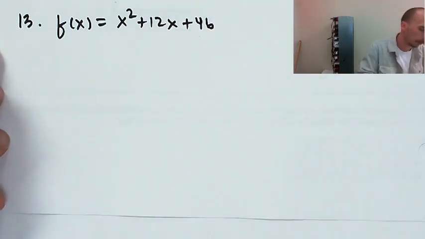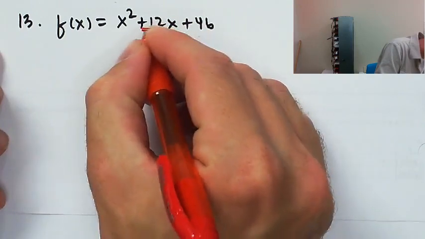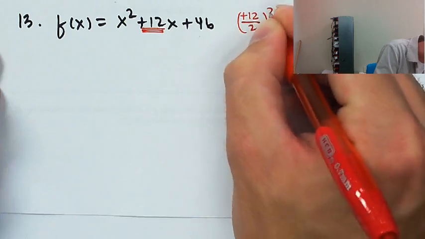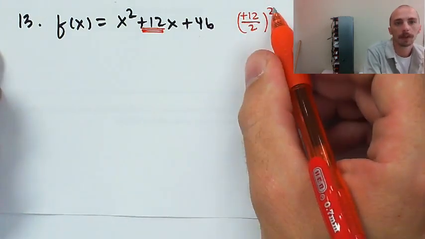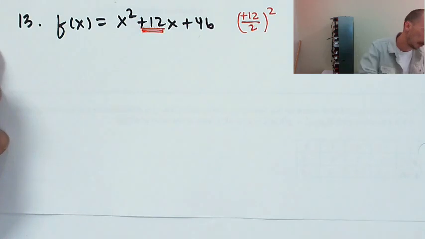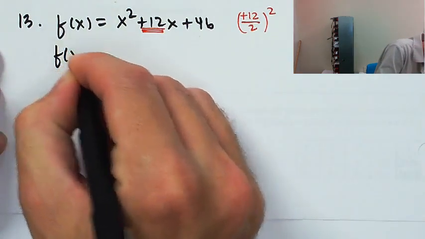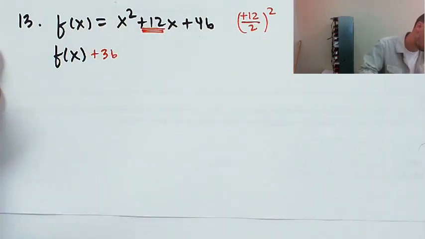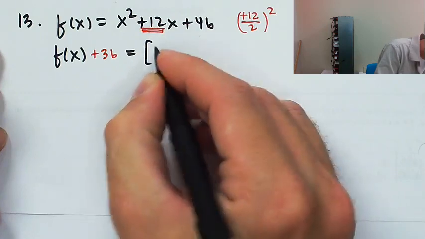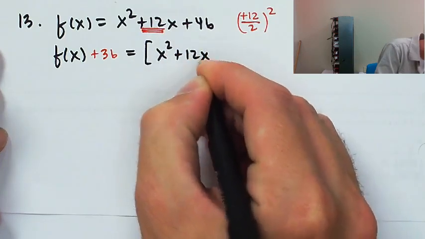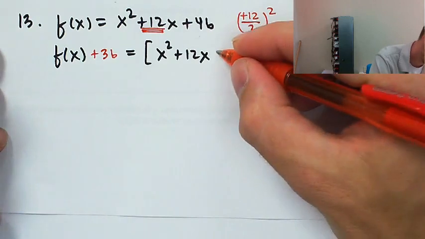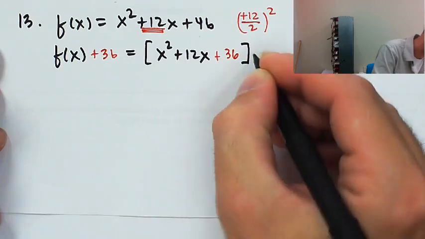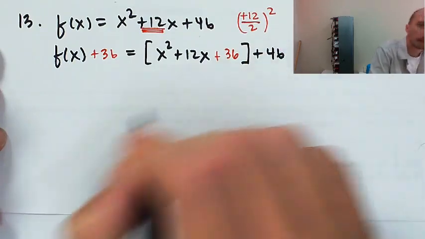Okay, now I'm going to determine what number I'm going to add to both sides, and I'm going to take that positive 12, divide it by 2, and square it. So that'll be 6 times 6 is 36. So I know I need to add 36 to both sides of this equation. Here's where I'm adding the 36. And then I've still got this 46 over here.